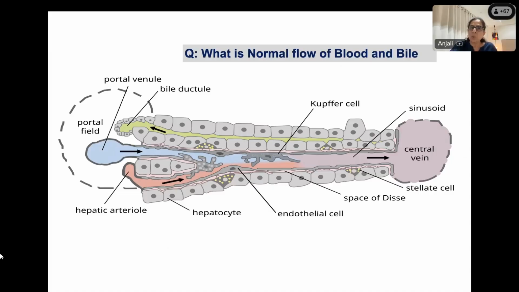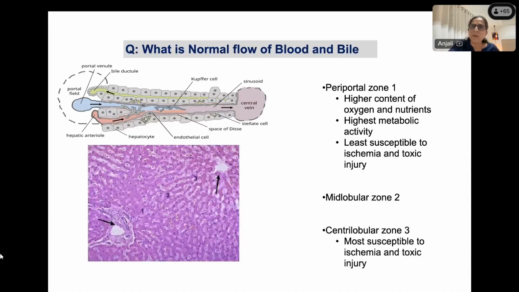So this is zone 1. And on right hand side is zone 3, which is hepatic venule or terminal hepatic venule. And blood flows, you can see this arrow, from zone 1 to zone 3, and bile flows exactly in the opposite direction from zone 3 to zone 1. So why is this important? Because you can see over here again, blood flows from 1 to 3 and bile flows from 3 to 1.